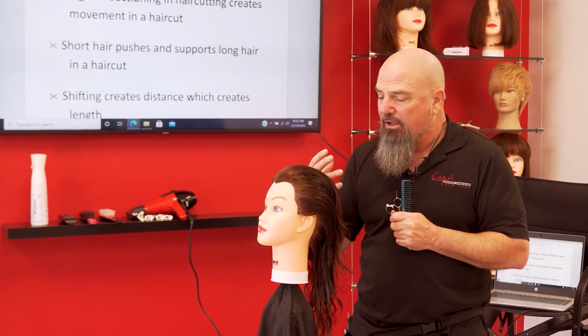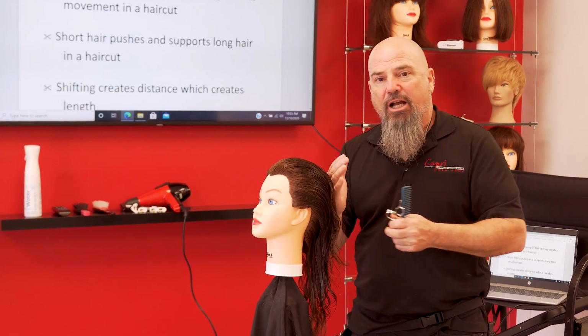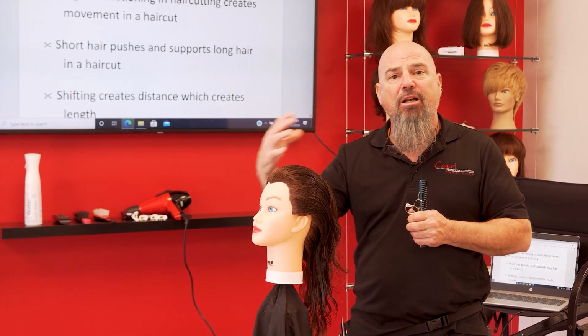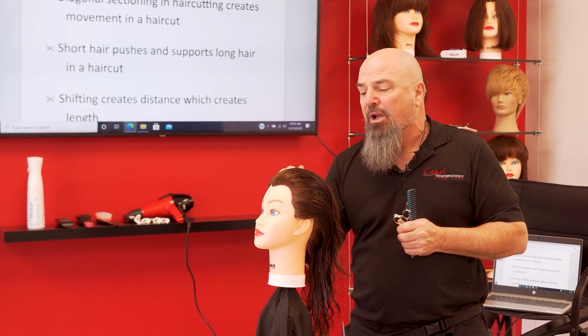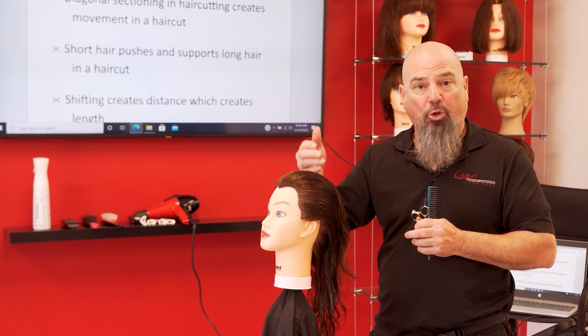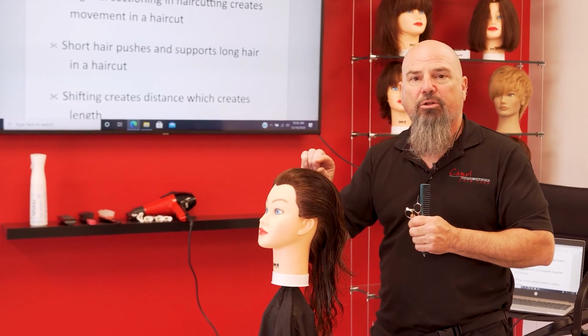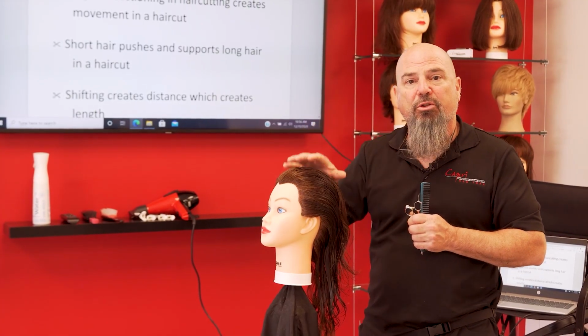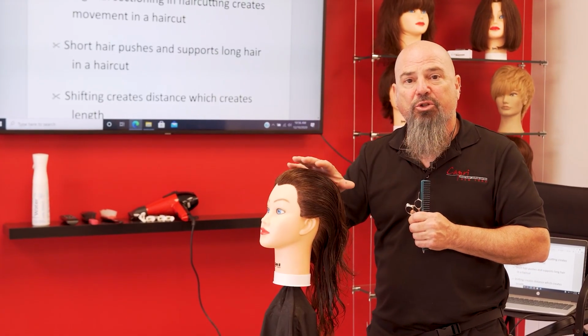Another law of haircutting is short hair pushes and supports long hair. So in a haircut, if I want to push hair forward, I create the shortness towards the back. If I want to push hair back, I create shortness in the front. Also, when we used to spike hair or want to make hair stand up, we would create short lengths in the middle or behind the long hairs so they would support the longer lengths.